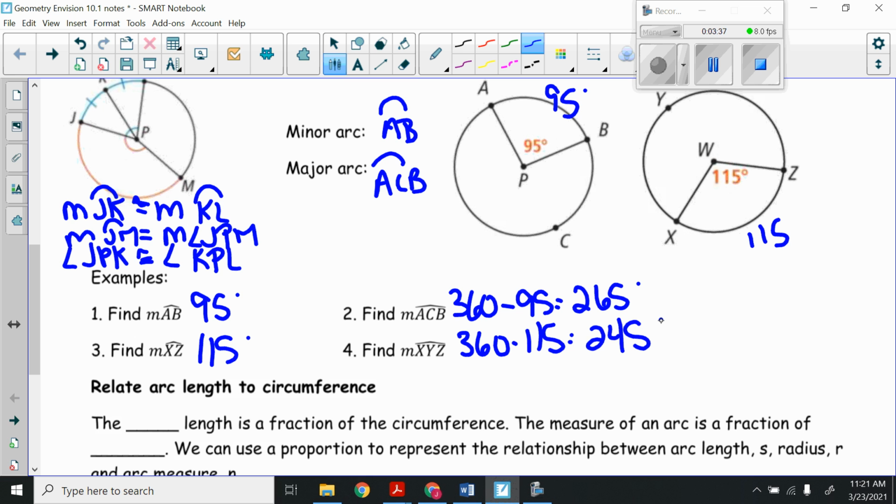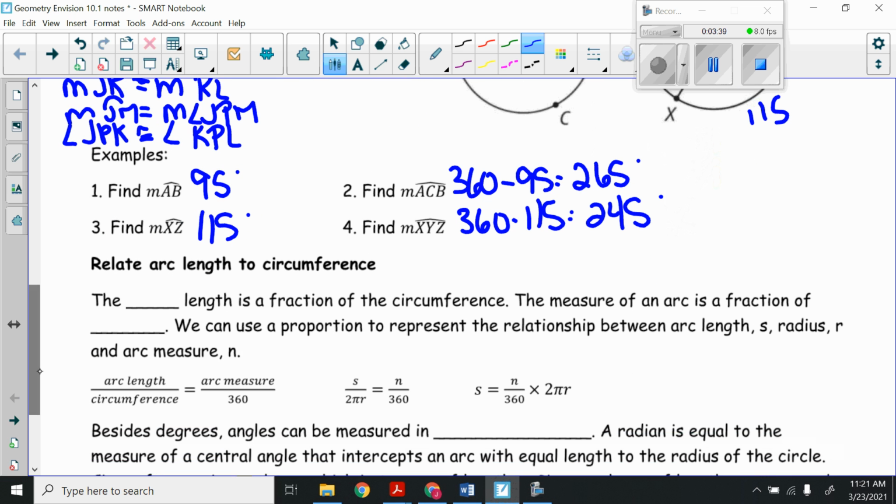So now we're going to talk about relating arc length to circumference. The arc length is a fraction of the circumference. The measure of an arc is a fraction of 360 degrees. We can use a proportion to represent the relationship between arc length, which is S, the radius r, and arc measure, which is N. So in words, that would be arc length divided by the circumference is equal to the arc measure divided by 360. If we put those variables in place, S divided by circumference, which is 2 pi r, equals N divided by 360.